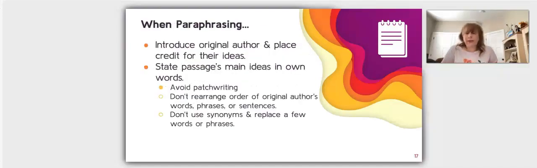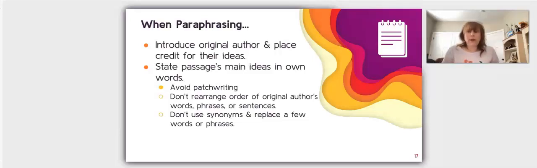When you're paraphrasing, you need to identify the author and the source. The summary typically contains that information in the first sentence. Expressions you can use to introduce this information include according to the author, or in his or her dissertation, or in their dissertation. The author states that.